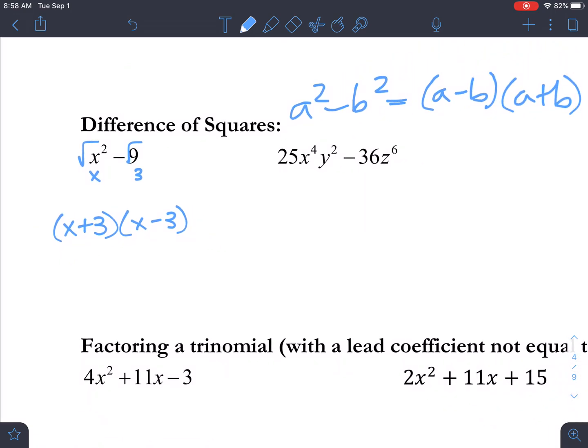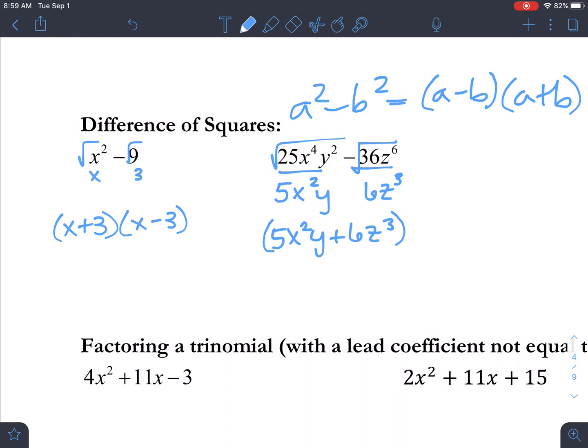All right, so let's try a little bit of a tougher one here. Okay, we see a perfect square minus a perfect square, despite being a little more complicated looking. And again, what you want to start with is trying to find that square root. So 25x to the fourth y squared, that would be 5x squared y. And then we would have 6z to the third. So from here, what we want to do is take those two pieces and again, place them in parentheses where I'm adding them together and subtracting them. 5x squared y minus 6z cubed.